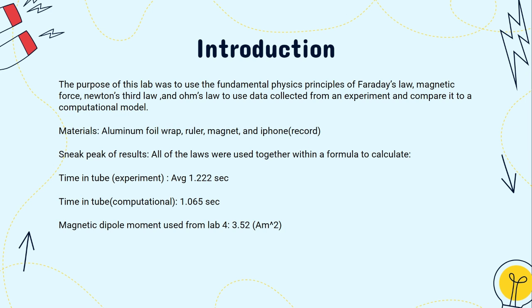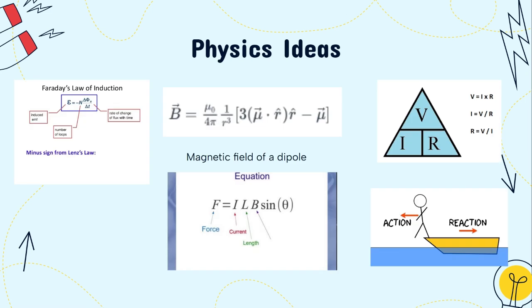Sneak peek of the results. All the laws were used together within a formula to calculate the computational model. That time was 1.065 seconds. The experiment was an average of 1.222 seconds, and the magnetic dipole moment used from lab 4 was 3.52 A·m².